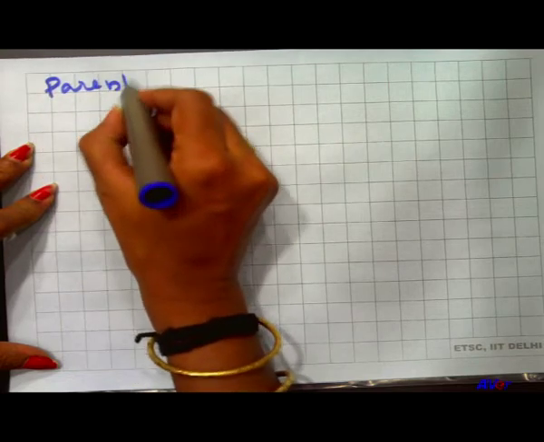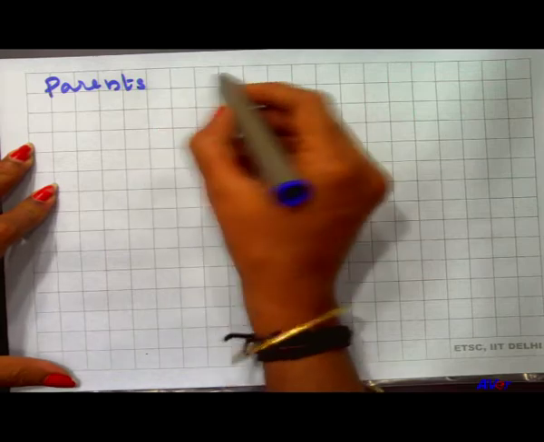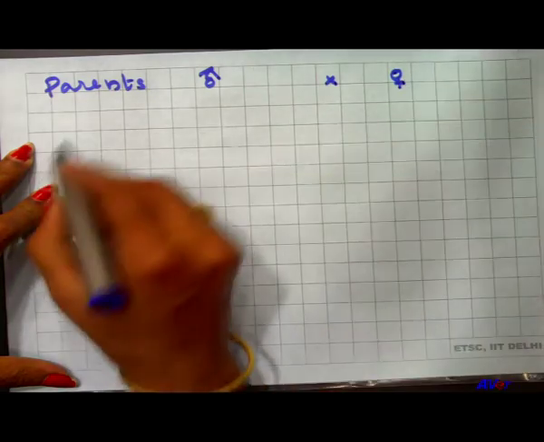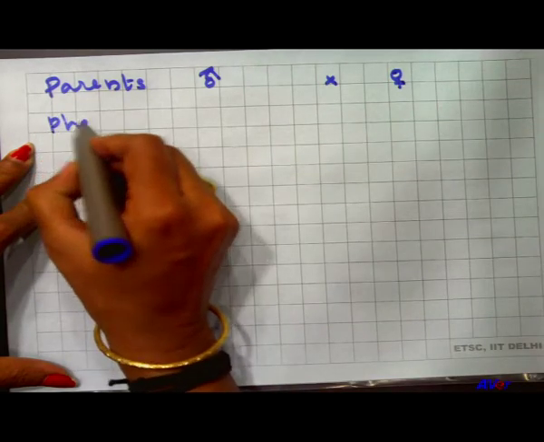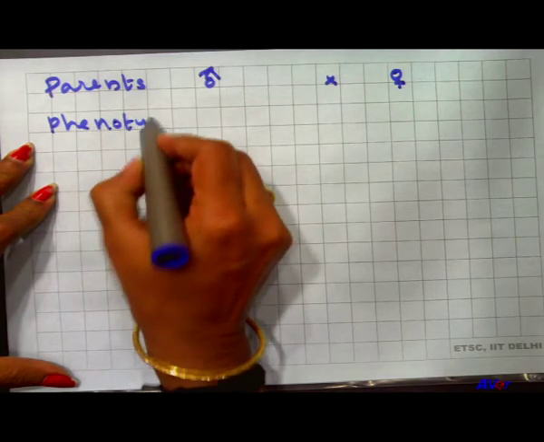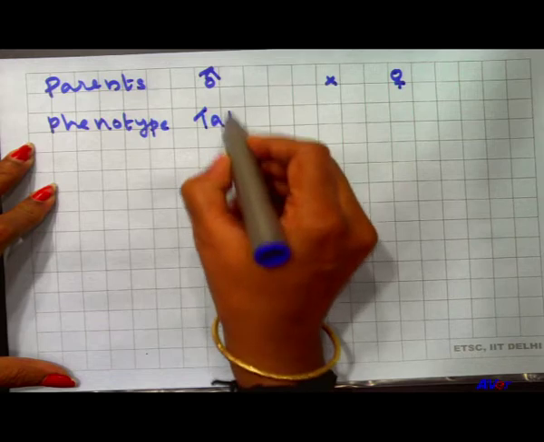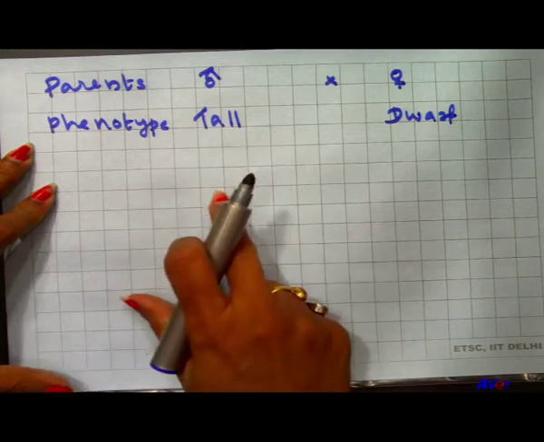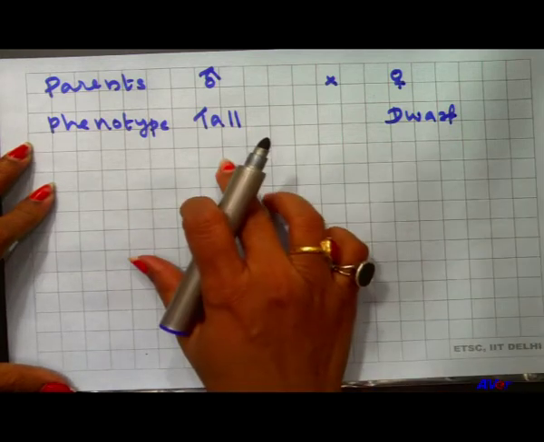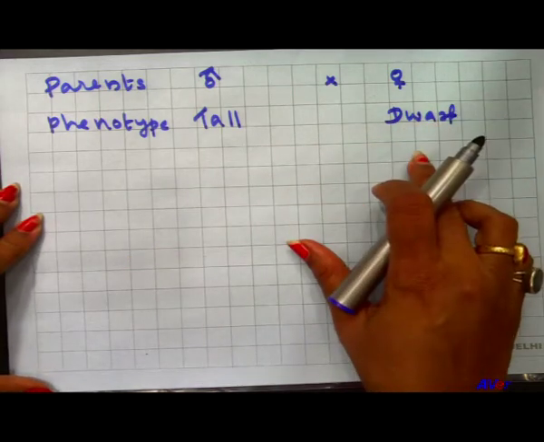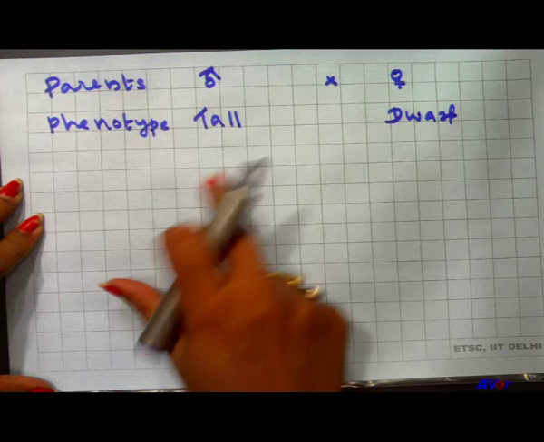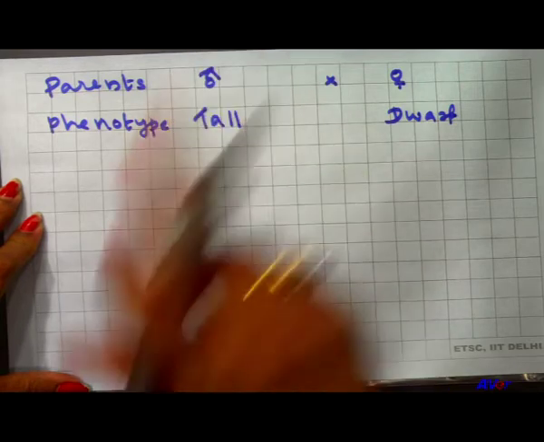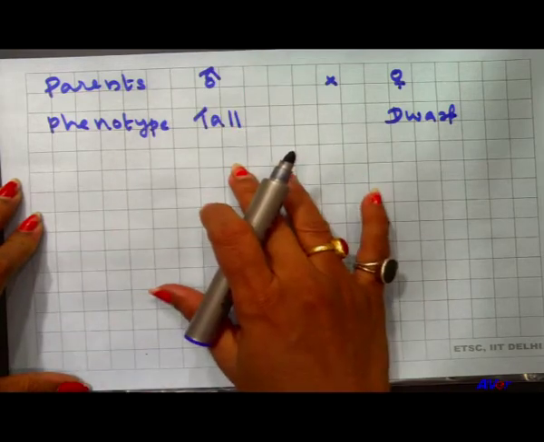Here the parents, that is P generation, male into female. Phenotype, tall, dwarf. Mendel considered in the original cross the character, the phenotype tall as male and dwarf as female. Now, here comes the question. These pea flowers are bisexual. So, how can it be converted into a male flower?